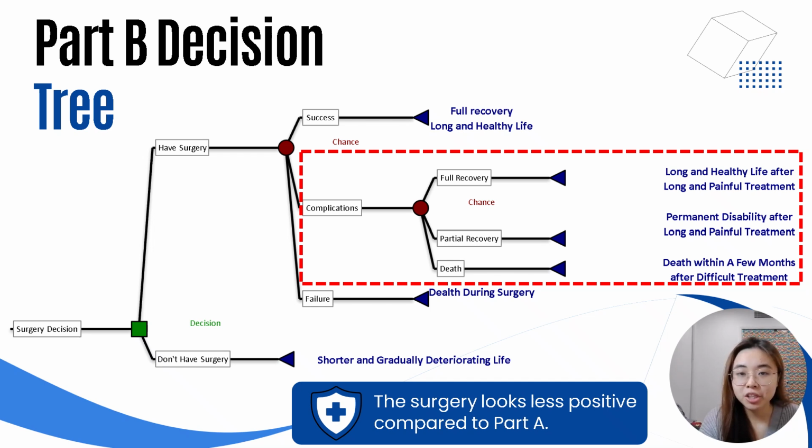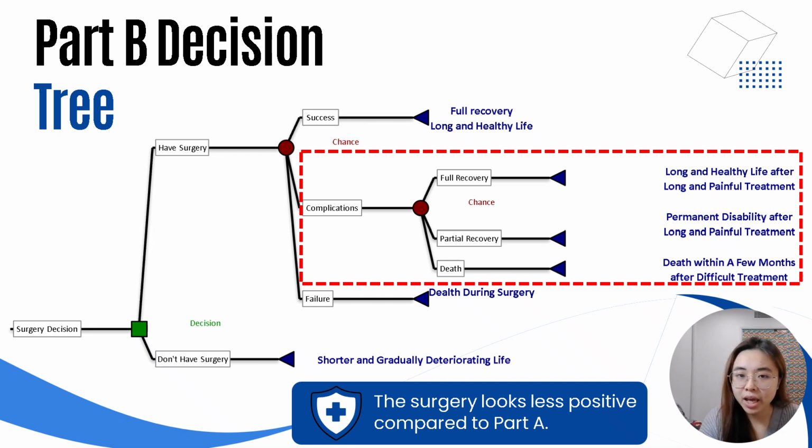Now, if the patient chooses to have surgery, then she encounters the first layer of uncertainty. There are three possible outcomes. First, she might fully recover. Second, she might suffer complications from the surgery. Third, she might die during surgery. The outcomes of full recovery and death are the same as the earlier model.